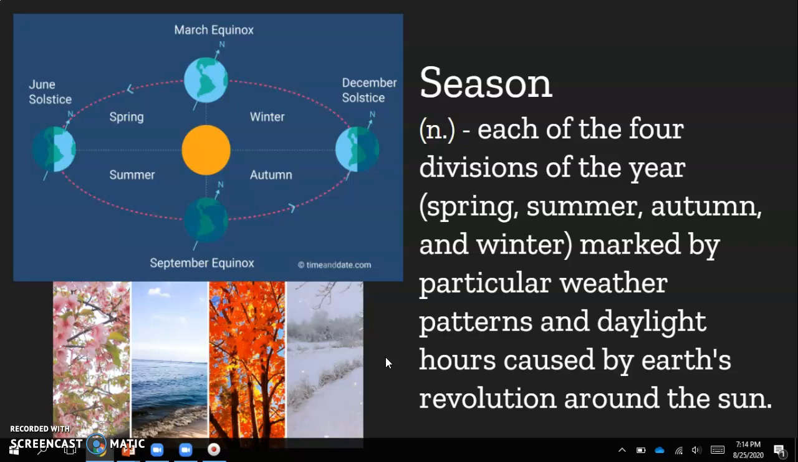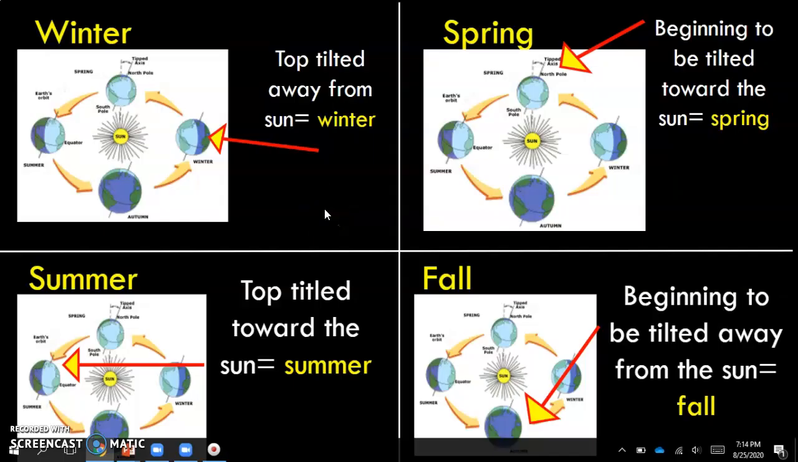A season is just defined as each of the four divisions of the year: spring, summer, autumn, and winter. These are marked by particular weather patterns and daylight hours caused by the Earth's revolution around the sun. You will need to be able to look at a diagram and determine whether a certain position on the Earth will be in a certain season. You can tell what season a position will be in based on whether it's tilted towards or away from the sun.